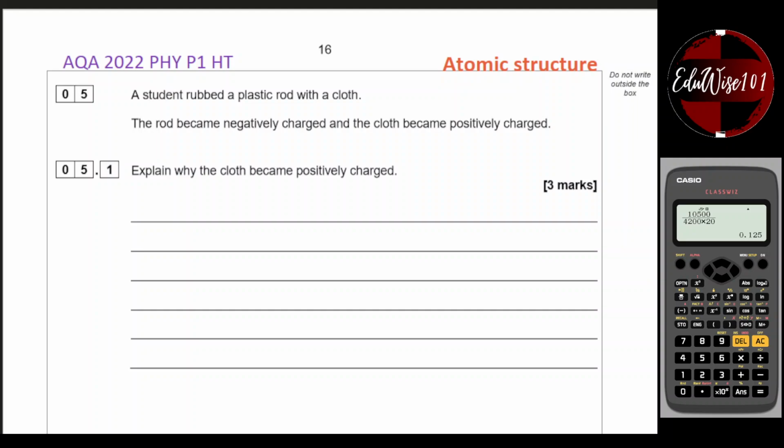In this video, I'm going to go through question number 5 from the AQA 2022 Physics Paper 1 Higher Tier. This question is on the topic of the atomic structure.